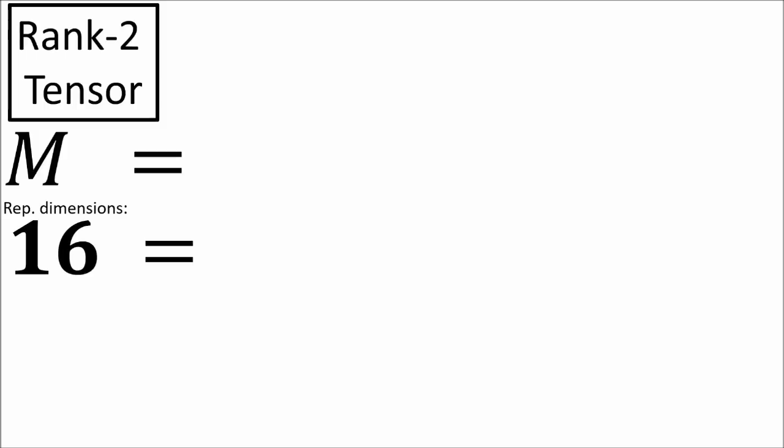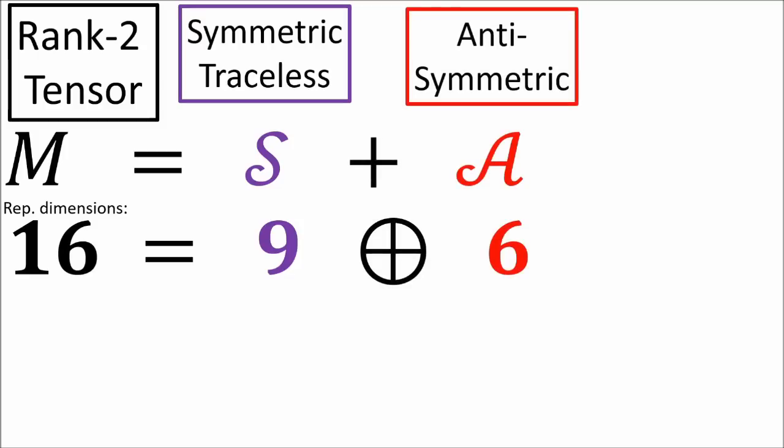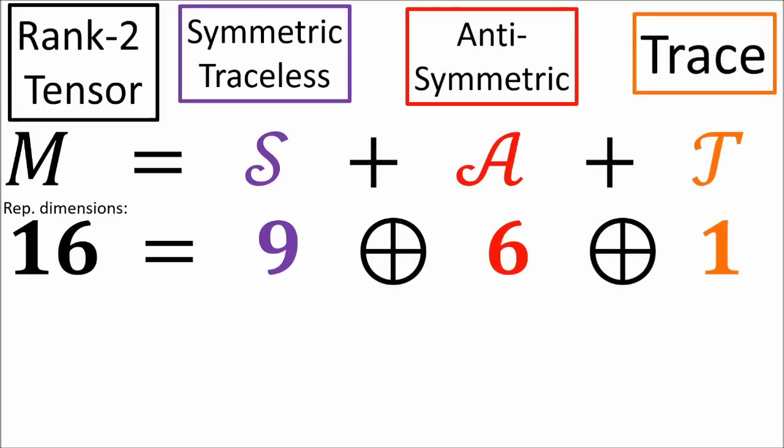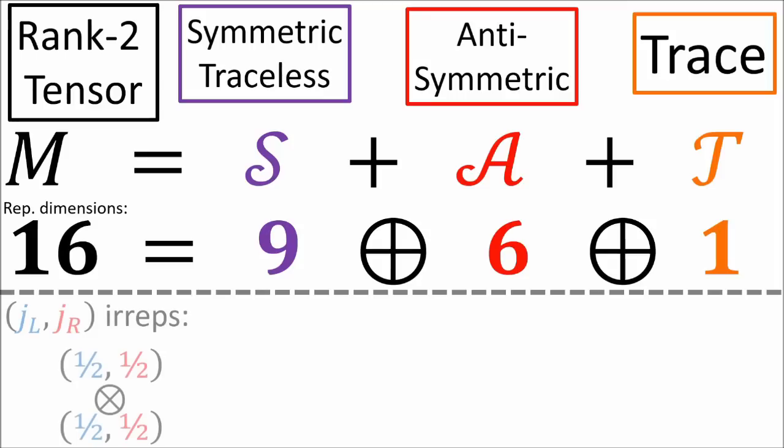So to sum up, a rank 2 covariant tensor M has 16 components. This breaks up into the direct sum of several sub-representations: the 9-component symmetric traceless part, the 6-component antisymmetric part, and the 1-component trace part. Rank 2 tensors can be thought of as tensor products of pairs of rank 1 vectors. So in space-time, M lives in the representation space of the tensor product of two 1/2, 1/2 irreps, which are the vector irreps. This decomposes into the direct sum of several irreps.